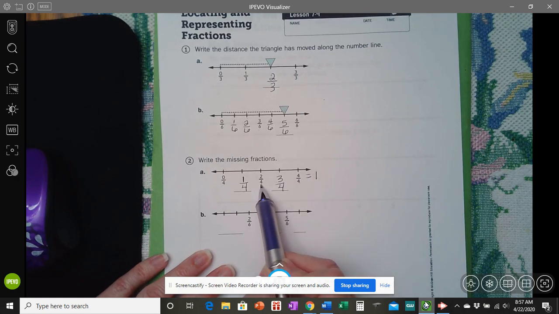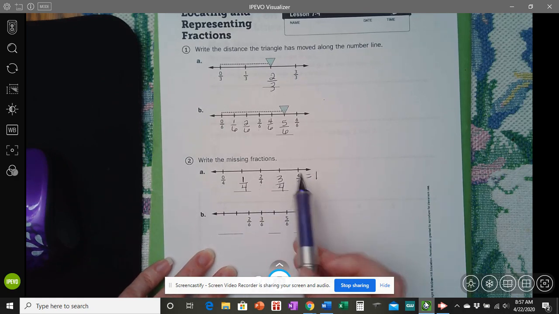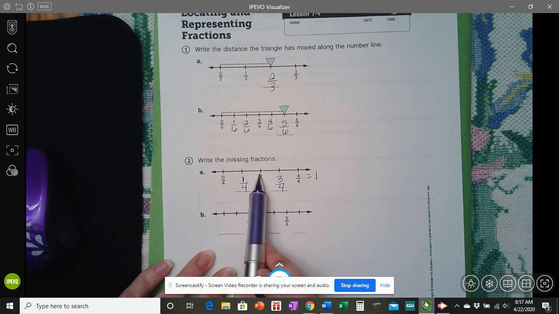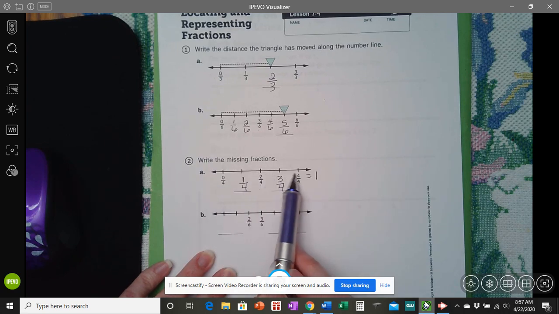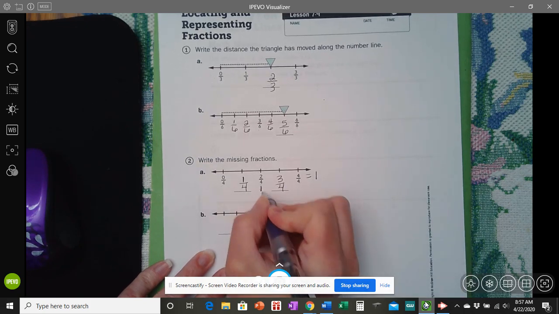Okay. Now notice the 2/4. There's another way that we can write this. If we look, we are going to be halfway between the 0/4 and the 4/4. So we could also write that as 1/2.